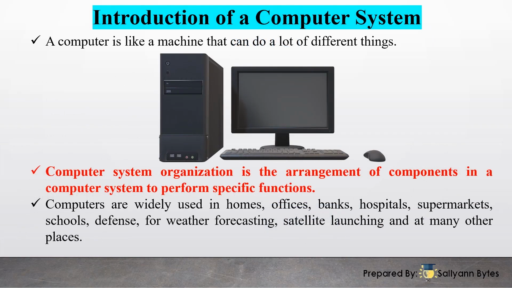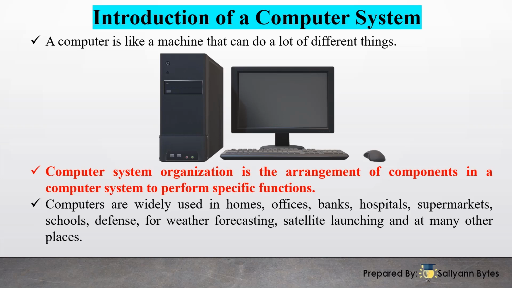Now let's start with the basic introduction of computer system. A computer is like a machine that can do a lot of different things. Just like how our bodies have different parts that help us do different things, a computer has different parts that work together to help it work. Some of the parts of a computer include the screen, keyboard, mouse, and hard drive.